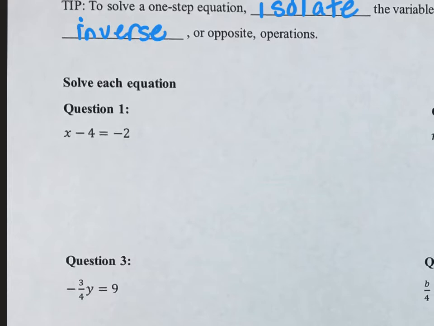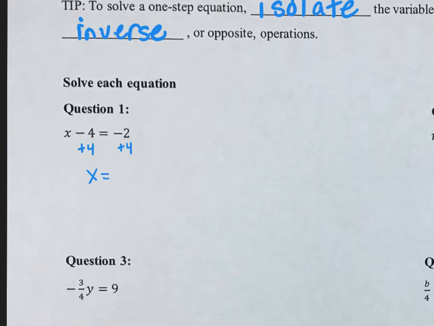We're trying to get this x by itself on question number 1. If I have a minus 4, I use the inverse. The opposite or the inverse of minus 4 is a plus 4. In order to balance that equation, whatever I do to the left side, I have to do to the right side. The purpose of doing this is to isolate that variable. So my minus 4 and my plus 4 cancel each other out, and I'm left with x.